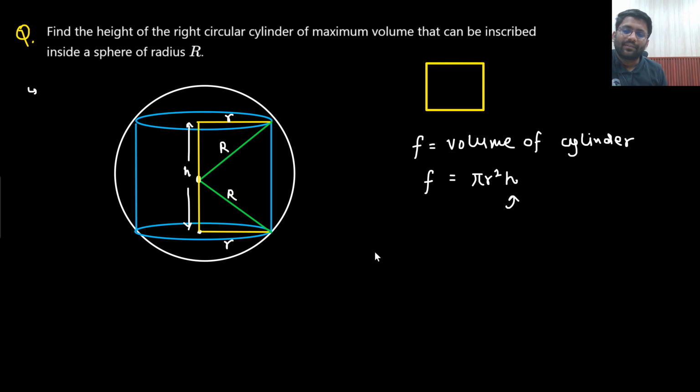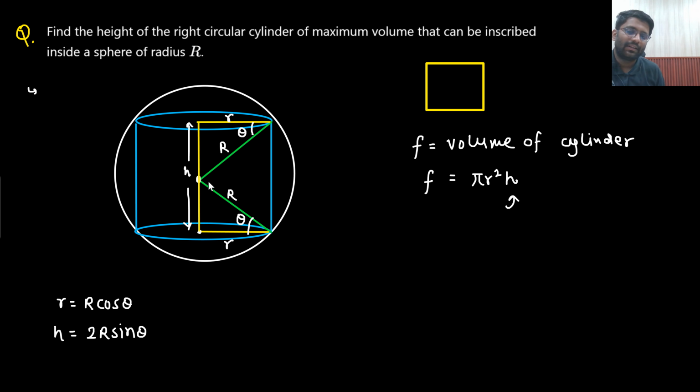I can see one thing: what is this angle? If this angle is theta, due to the symmetry you can directly see this angle will also be theta. So can you write down the value of small r? Yes sir, the value of small r will be R cos theta. Say yes or no? R cos theta. And can you write down the value of small h? If you look closely, the value of small h would be nothing but 2R sin theta.